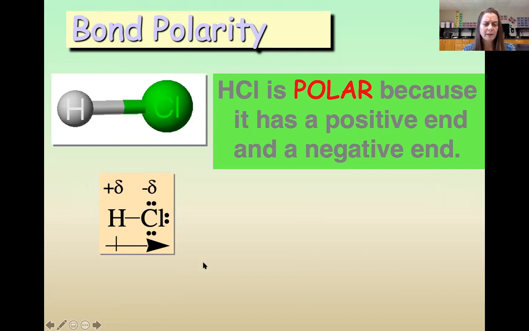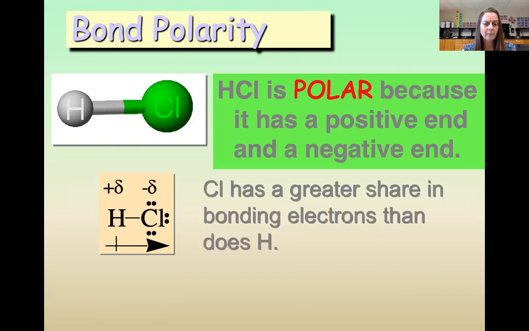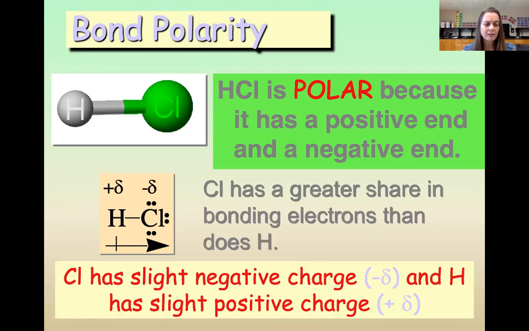Now, you're not going to be expected to know electronegativity values, but you do need to know the trends in electronegativity. The farther apart two elements are on the periodic table, the more likely it is that they are going to have different electronegativity values. So chlorine has the greater share of the bonding electrons than hydrogen does. So chlorine is going to have a slight negative charge, and hydrogen is going to have a slight positive charge.